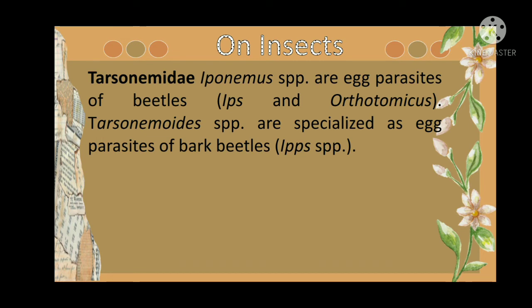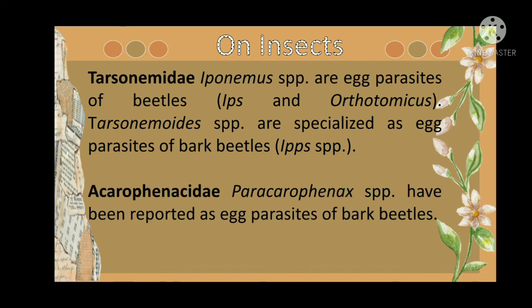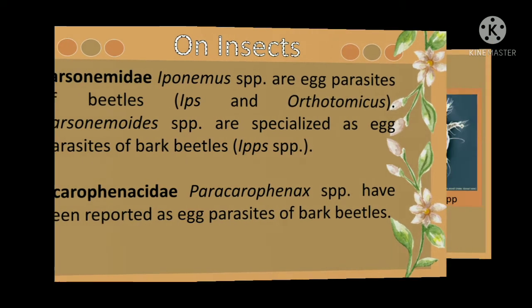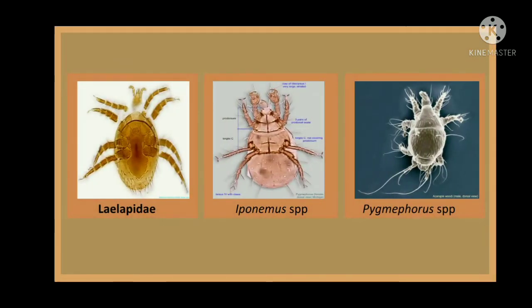Tarsonemidae. Iponemus spp. are egg parasites of beetles. Tarsonemoid spp. are specialized as egg parasites of bark beetles. Acarophenacidae have been reported as egg parasites of bark beetles. These are example images of Laelapidae, Iponemus spp., Pygmephorus spp.